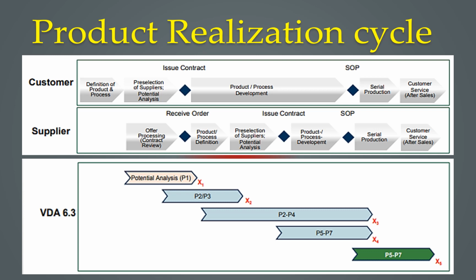Elements P5 to P7 are ideally applied at the start of production according to the maturity level ML6 from VDA MLA. And in the series production, P5 to P7 can be used for regular monitoring of the series process or to support the event-based process analysis. So this is how the various elements of VDA 6.3 correlate to the product realization cycle.